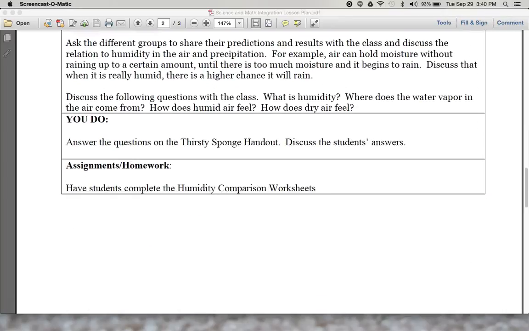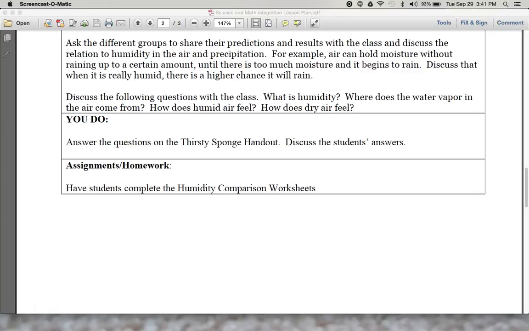I will ask the different groups to share their predictions and results with the class and discuss the relation to humidity in the air and precipitation. For example, can air hold moisture without raining up to a certain amount until there is too much moisture in the air and it begins to rain? Discuss that when it is really humid, there is a higher chance it will rain.